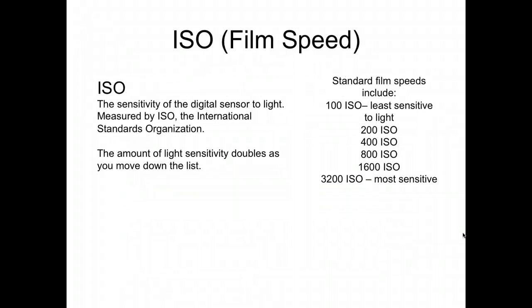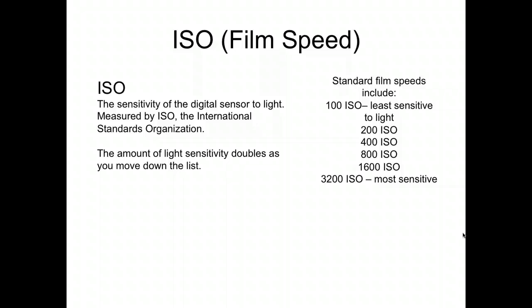Now, ISO or film speed, this is the sensitivity of the digital sensor to light. Remember when we were talking about the eye and I said you flip the lights on and all of a sudden you're like, oh my God. That is the sensitivity of light, and it's measured by ISO, or the International Standards Organization. That's why it's called ISO. Hey, you learn something new every day.